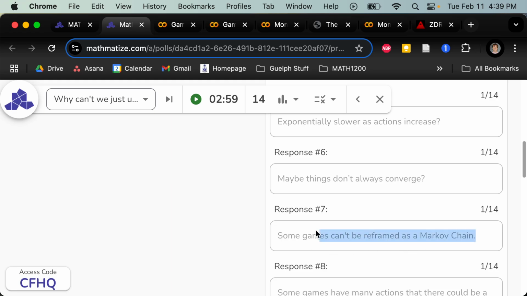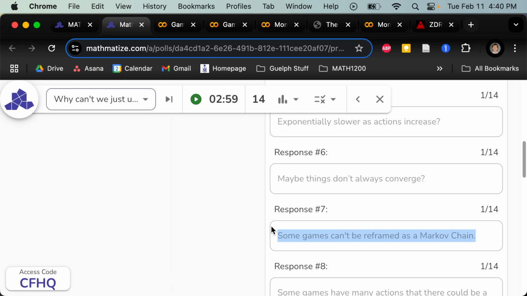Some games can't be reframed as a Markov chain. It turns out if you just add enough stuff in your state space, then you can basically make everything a Markov chain. A good example: imagine there's some game where it's not like Snakes and Ladders. In Snakes and Ladders, if you get to a square, it doesn't matter how you got there. Imagine there's some game where you get to a square and it matters every single square you visited along the way. Well, just take the set of all the squares you visited and call that the state. So the state can be as big as you want, and then everything is a Markov chain.